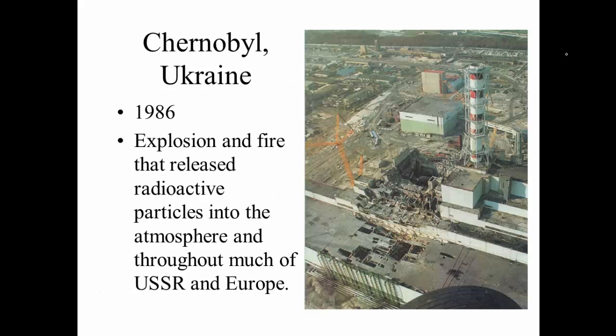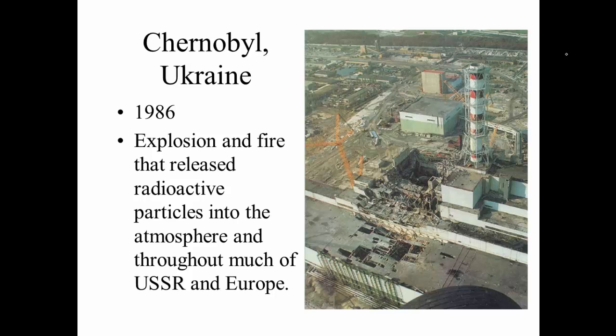Unfortunately, we've had two other major nuclear disasters in which they were not discovered in time and they kind of spun out of control. The first one that occurred was in the Ukraine at a power plant called Chernobyl. This was in 1986. There was an explosion and a fire in the nuclear core of the power plant that released radioactive particles into the atmosphere, and they spread throughout much of the then USSR and Europe.